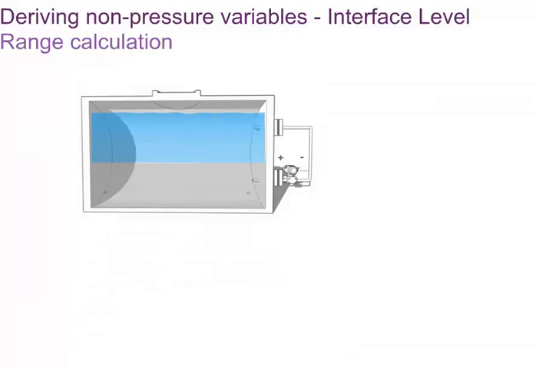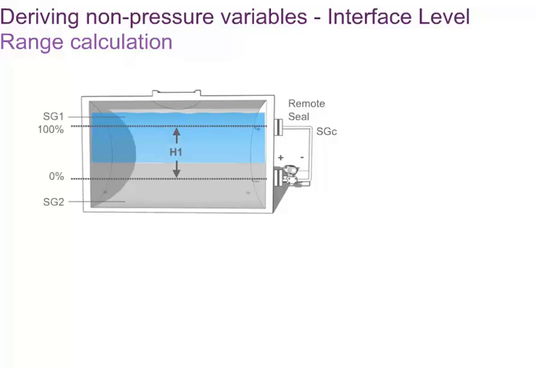To calculate the range to which the transmitter should be adjusted, the distance between the lower and the upper tap, called H1 in the drawing, must be known. Because the measurement is performed by a transmitter with diaphragm seals, the specific gravity of the filling liquid in the capillaries must be taken into consideration, in addition to the fluid in the tank. Therefore, the specific gravity of the diaphragm seals filling liquid must be known. In this case, the interface position is to be measured. Therefore, for the range calculation, you must know the specific gravity of both of the liquids in the tank. The dP range calculation is the following.